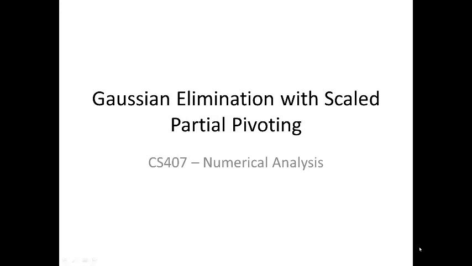Computer Science 407, Numerical Analysis. Gaussian Elimination with Scaled Partial Pivoting. As you may be able to guess, in this section of the book we'll introduce some improvements to naive Gaussian elimination, since there are some problems with the approach that we developed in the last section.